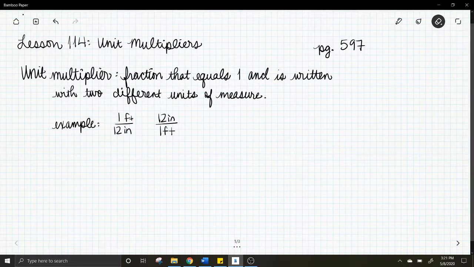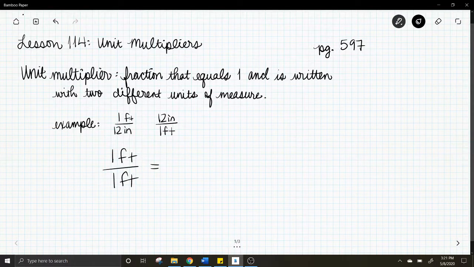So the reason we know that 1 foot over 12 inches would be an appropriate unit multiplier is because it equals the same thing. And remember, any number over itself equals 1. And we use unit multipliers whenever we want to convert one measure to another.